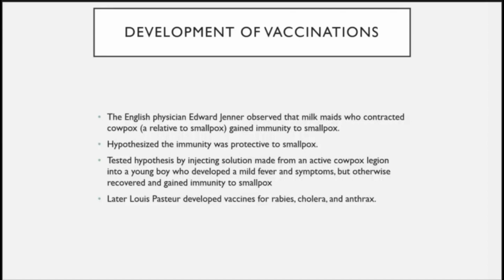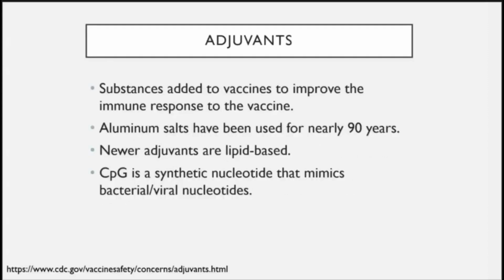Later, Louis Pasteur developed vaccines for many different diseases, such as rabies, cholera, and anthrax. Scientists have come a long way since the time of variolation, Edward Jenner, and Louis Pasteur. Today, scientists have developed adjuvants, which are substances added to vaccines to improve the immune response to the administration of a vaccine. Aluminum salts, for example, have been used for nearly 90 years.